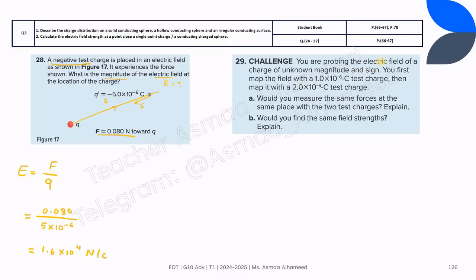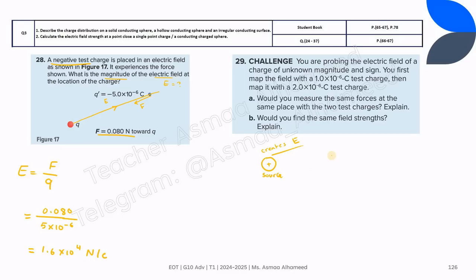Challenge: you are probing the electric field of a charge of unknown magnitude and sign. You first put a test charge which is 1 micro, and then you put a double charge which is 2 micro. Would you measure the same force on the same place with the two test charges? Explain. First of all, here is my positive, let's say, source that is creating, this one creates the electric field.